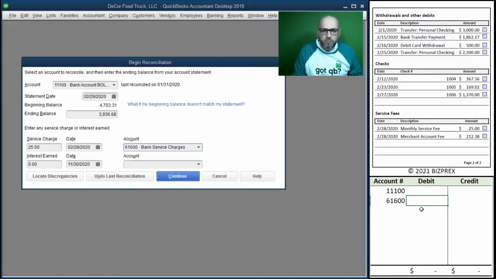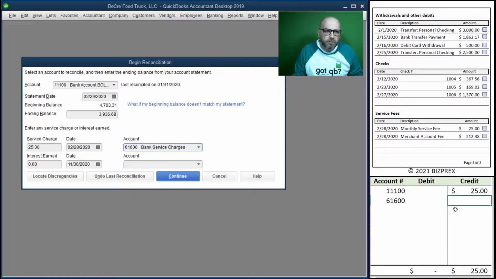QuickBooks does a wonderful job creating user-friendly interfaces. However, it's very important to be a good bookkeeper, a good accountant, and to understand what's going on behind those interfaces. So the $25 is a service charge. It reduces our bank account. They charge us money. So we know a bank account is an asset, and it's reduced when it's credited.